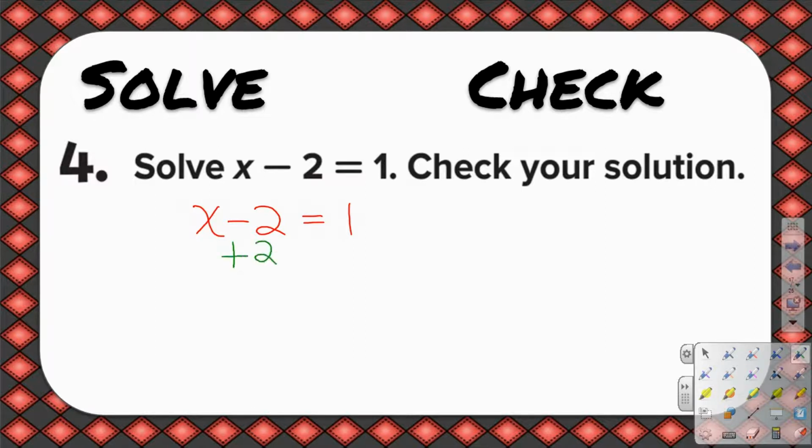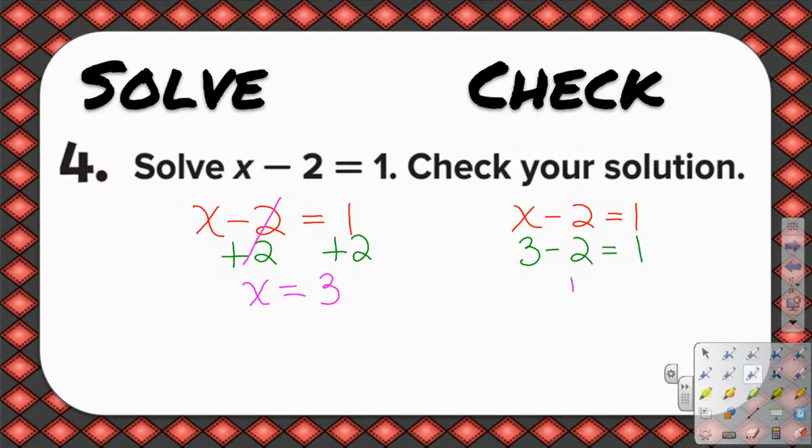And what we do to the left, we must also do to the right, so we're going to add 2 to the right as well. Minus 2 plus 2 cancels out and leaves us with x equals 1 plus 2 equals 3. So it looks like x is equal to 3. But before we move on to our next problem, we want to check our solution. X minus 2 equals 1. We're going to plug in what we said x was, which is 3 minus 2 equals 1. And 3 minus 2 is 1. 1 equals 1. It checks out, and therefore x equals 3.